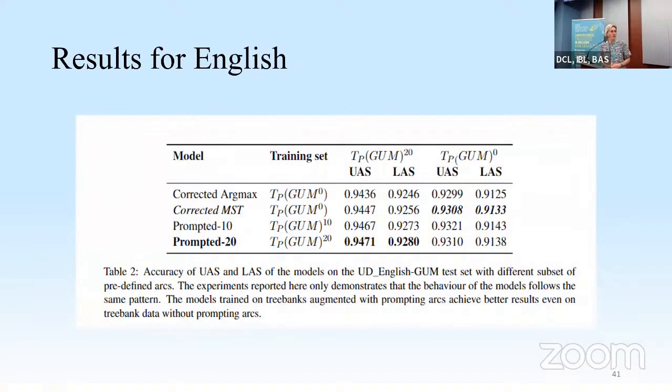And just to show the results for English, as I said, here we don't use predefined shallow arcs, but arbitrary arcs from the treebank. And even with 20 such predefined arbitrary arcs, the results are much better than the baseline. We show this, and of course, we measure the unlabeled and also labeled ones.